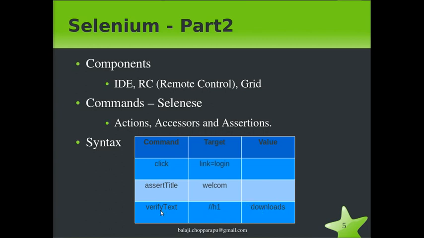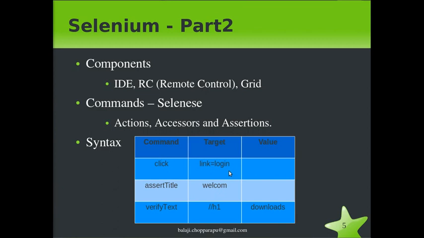So these commands can typically be classified in three ways: actions, which perform a particular action; accessors, which will help you to read the contents of an element; and assertions, which will help you to validate whether particular data was present or not. A simple assertTitle is a simple assertion which will help you to see whether the welcome page title is welcome or not.